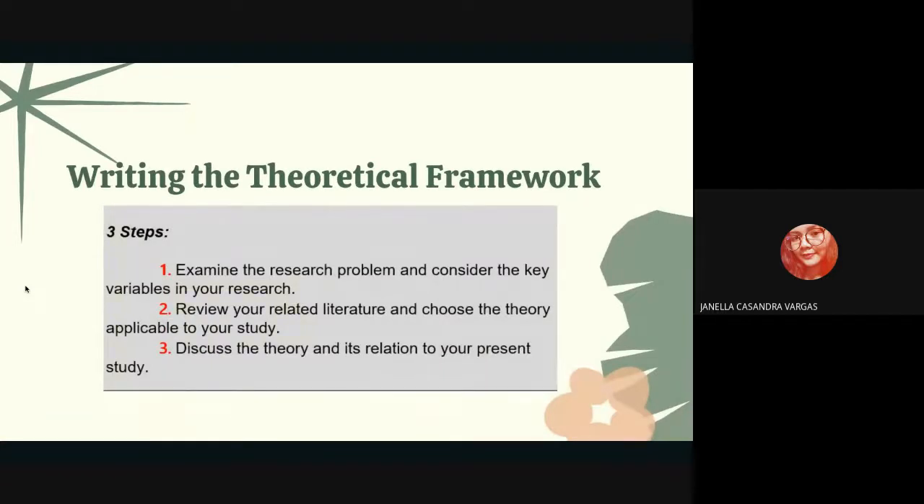These are the steps that we can use as the guide on writing a theoretical framework. First of all, examine the research problem and consider the key variables in your research. These are the key concepts that you need to identify and pick out. You can look back from your statement of the problem and research questions and consider the terms or variables from there. Next step is to review your related literature and choose the theory that seems applicable to your study.